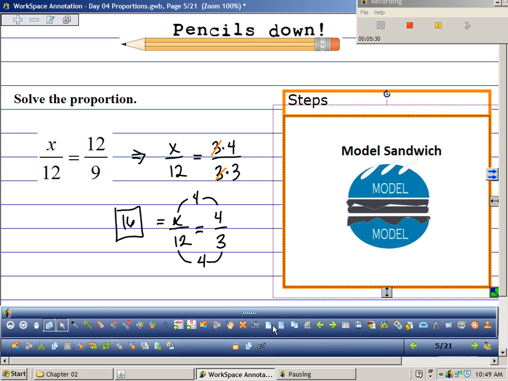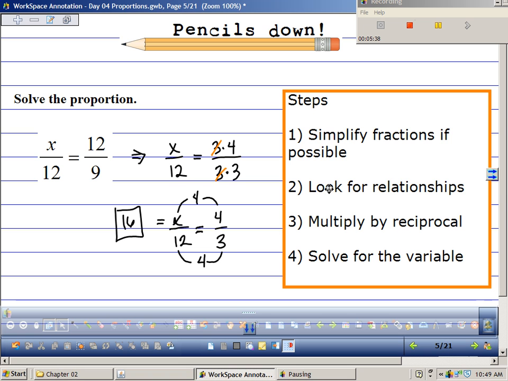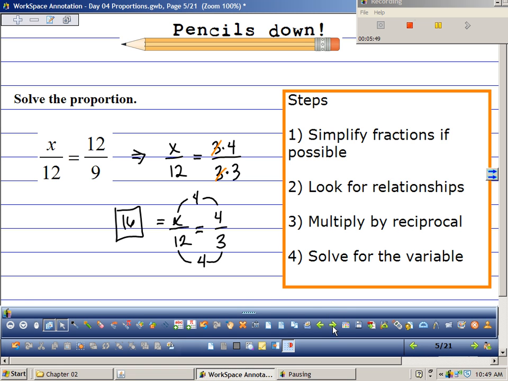Let's look at my steps. Simplify my fractions if possible. Sometimes you can't simplify them. Look for relationships. Sometimes you won't find a relationship. If you can't find a relationship, you'd have to multiply by the reciprocal like we've been doing in our two-step equations, and then solve for the variable.